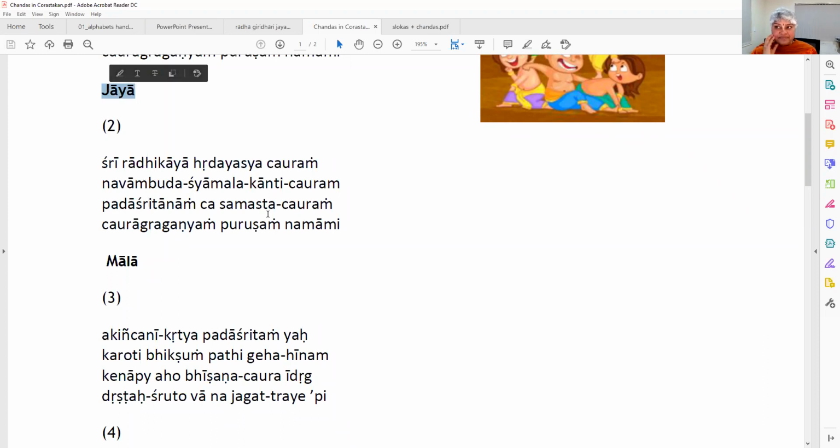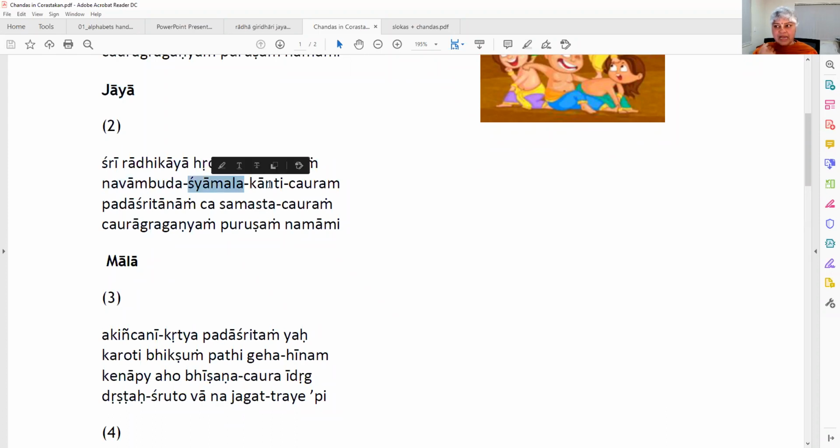Look at the name of the meter. Jaya. Jaya means wife. Now look at each of these lines and the meaning changes. The first line, Shri Radhikayaha Hridayasya Chauram. Who is Shri Radhika? His wife, his consort. Jaya means wife or consort, right?